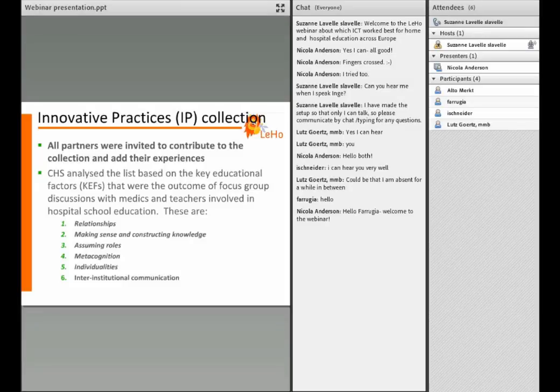And the Children's Hospital School looked at this massive collection of resources that partners knew about and analyzed it based on key educational factors. These key educational factors were the outcomes of focus group discussions that had been held earlier on in the project with medics and teachers involved in hospital school education. And the six factors that came out were relationships, forming and building relationships, making sense and constructing knowledge from the information that the children had around them, assuming roles in front of others, so being able to be the leader, being able to take on a personality and a role in front of others, which quite often children in isolation, if they're ill, are not able to do.